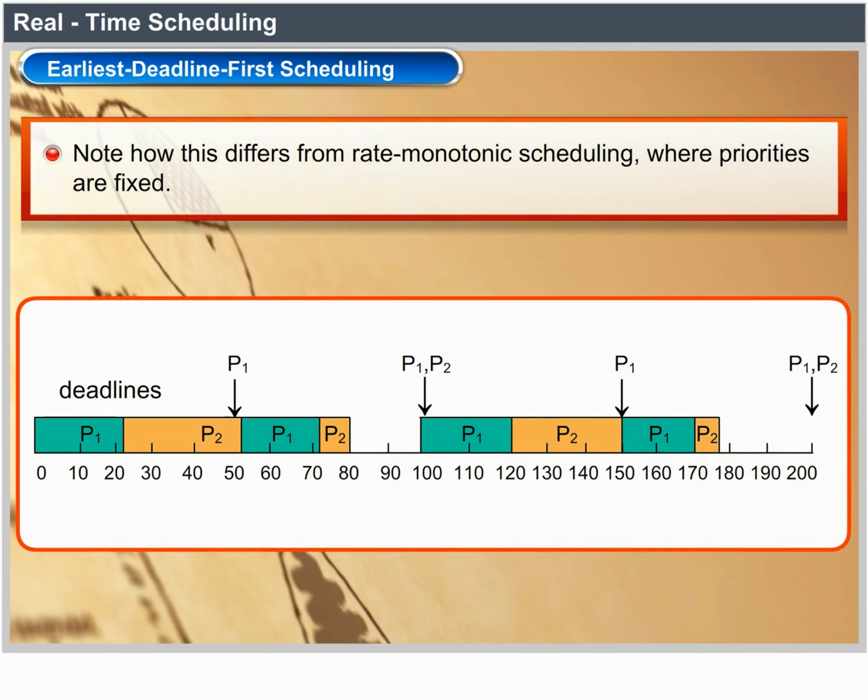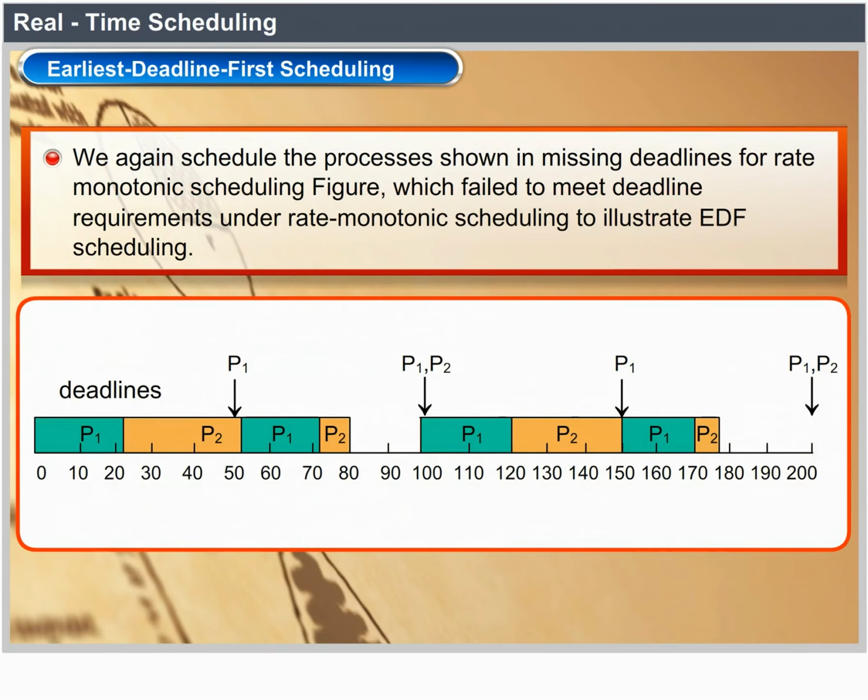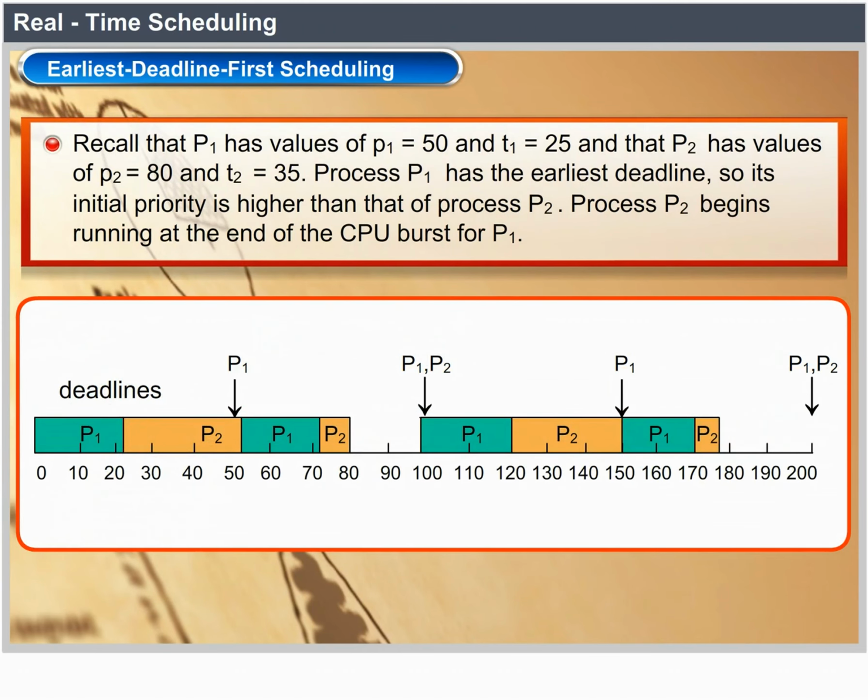To illustrate EDF scheduling, we again schedule the processes shown in the missing deadlines for rate monotonic scheduling figure, which failed to meet deadline requirements under rate monotonic scheduling. Recall that P1 has values of p1 equaling 50 and t1 equaling 25, and that P2 has values of p2 equaling 80 and t2 equaling 35. Process P1 has the earliest deadline, so its initial priority is higher than that of process P2.